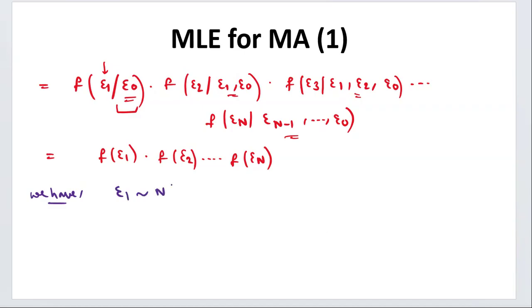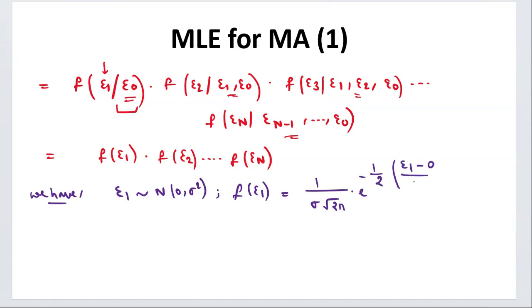Now we know epsilon 1 follows a normal distribution with mean 0 and variance sigma square. So how can we write the PDF? The PDF of epsilon 1 will be what? 1 by sigma root 2 pi e to the power minus half, and then you have epsilon 1 minus 0 by sigma, whole square. So this can be written as 1 by sigma root 2 pi e to the power minus epsilon 1 square upon 2 sigma square.